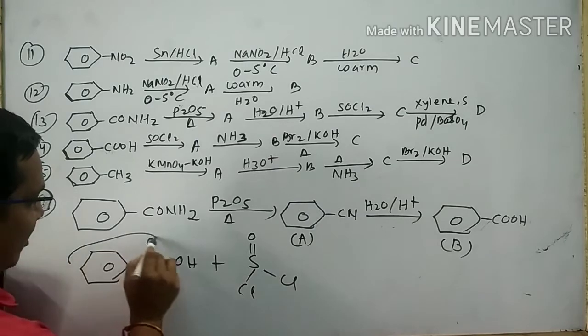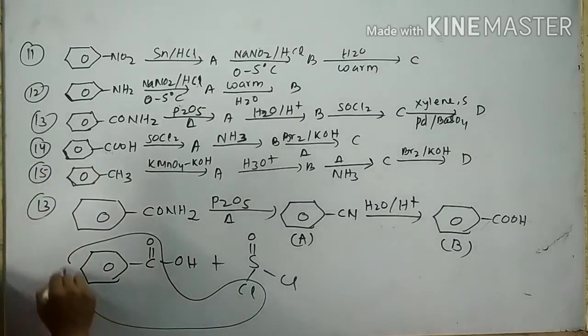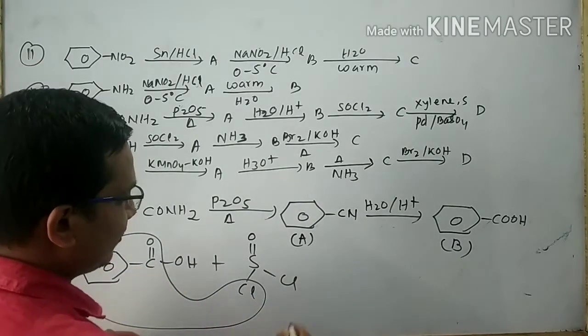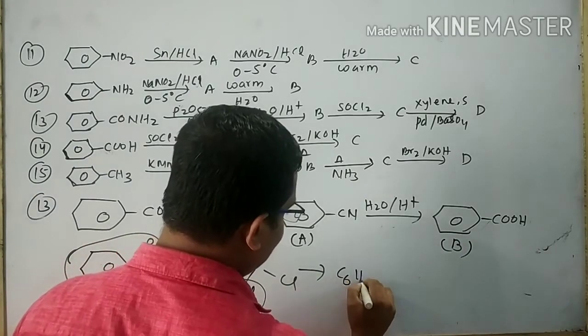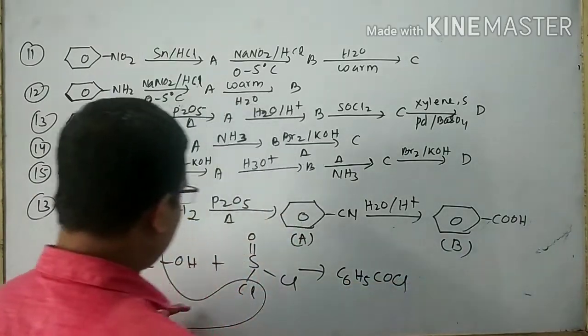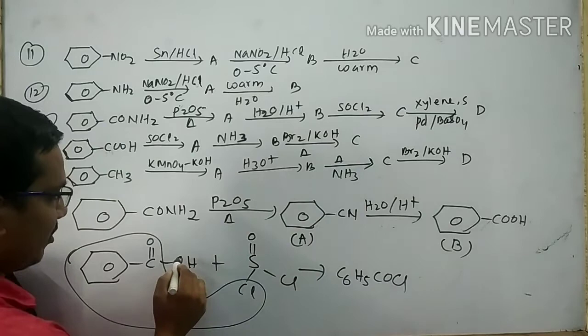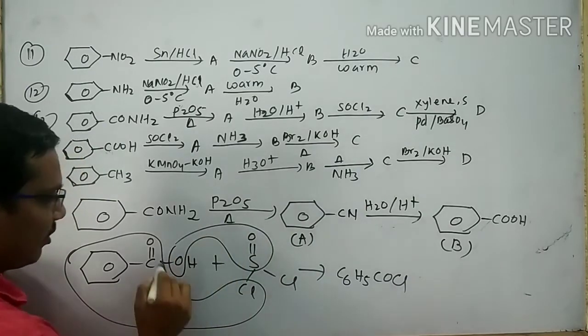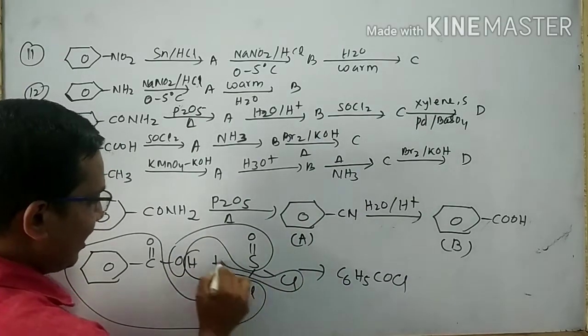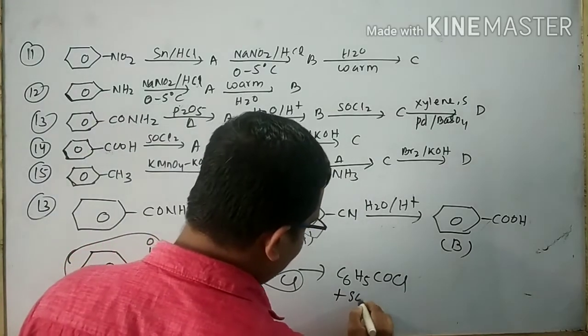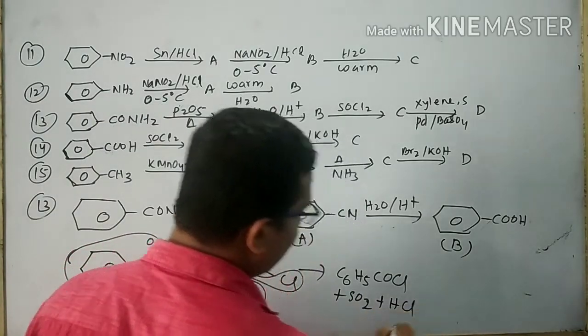There is a formation of C6H5COCl, that is your acid chloride. The byproducts are SO2 and HCl. One is SO2, another is HCl.